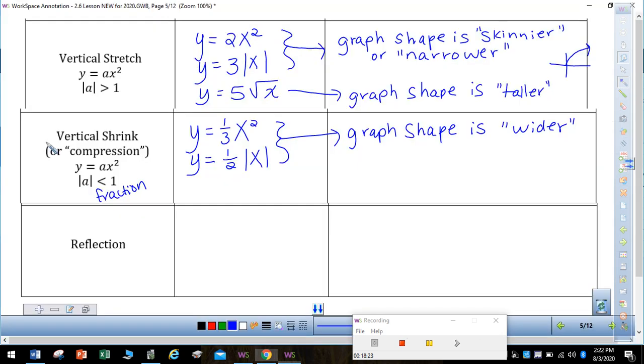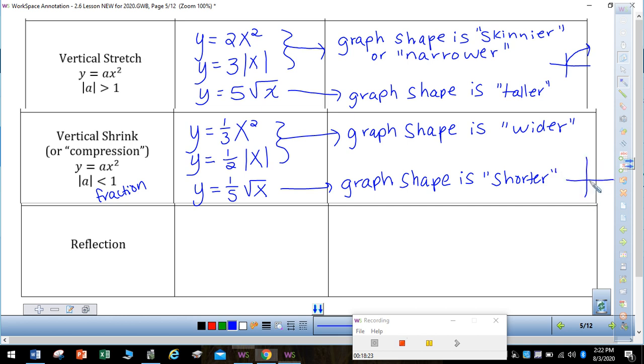So let's go back to our chart, and for the square root, if you have like a 1/5 in front of the square root of x, it kind of looks like the graph shape is shorter. And again, if you want to draw a little example of that, let's see if I can make it even shorter. There we go. Yours probably looks better than mine. Just something shorter, looks like it's closer to the x-axis.